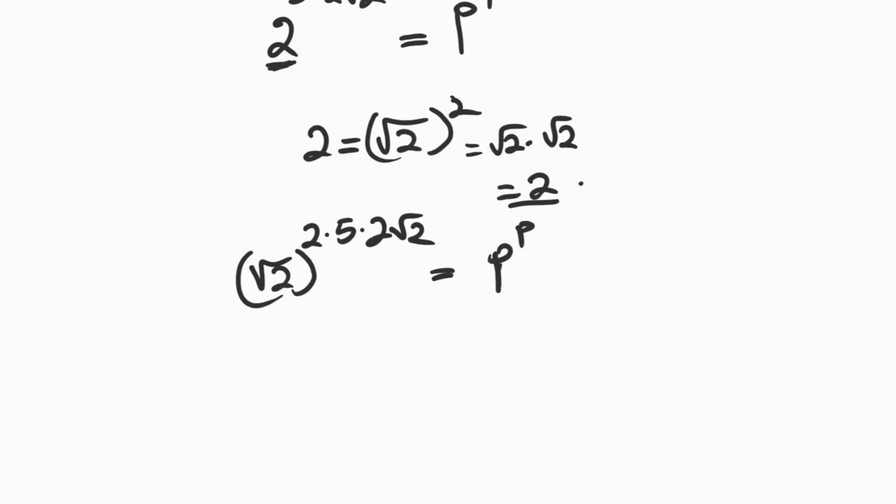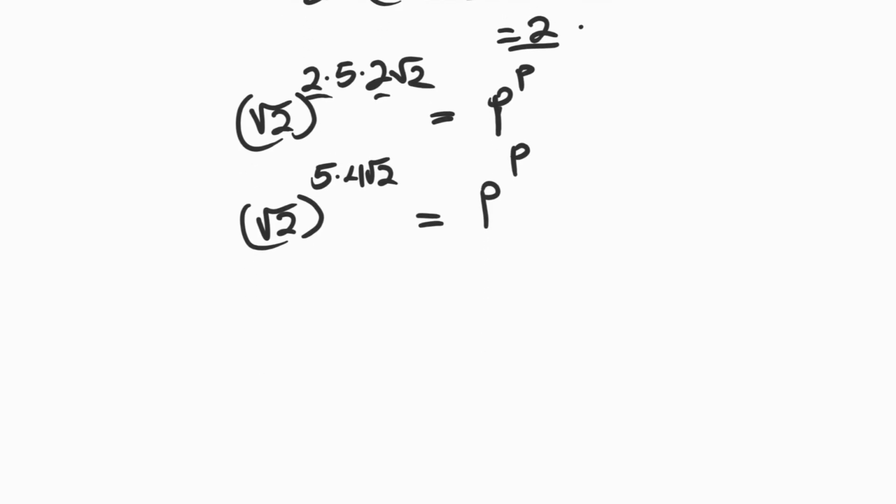So now we have that root 2 raised to the power 5, 2 times 2 will give us 4, root 2 is equal to p raised to the power p. So we're trying to rewrite the left-hand side in such a way that the base and the power will be the same.